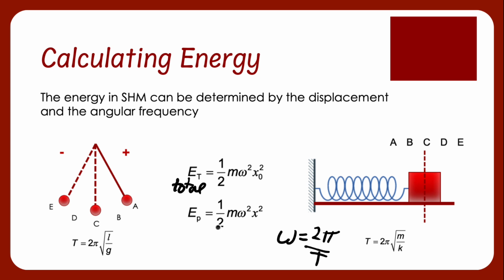But the potential energy will change, because this is no longer x naught. This is the displacement at where I want to get my value. So for example, it could be A, B, C, D, or E. It could be anywhere. At C, x equals 0. At A and E, x will equal the maximum x naught, and so B and D are somewhere in between.